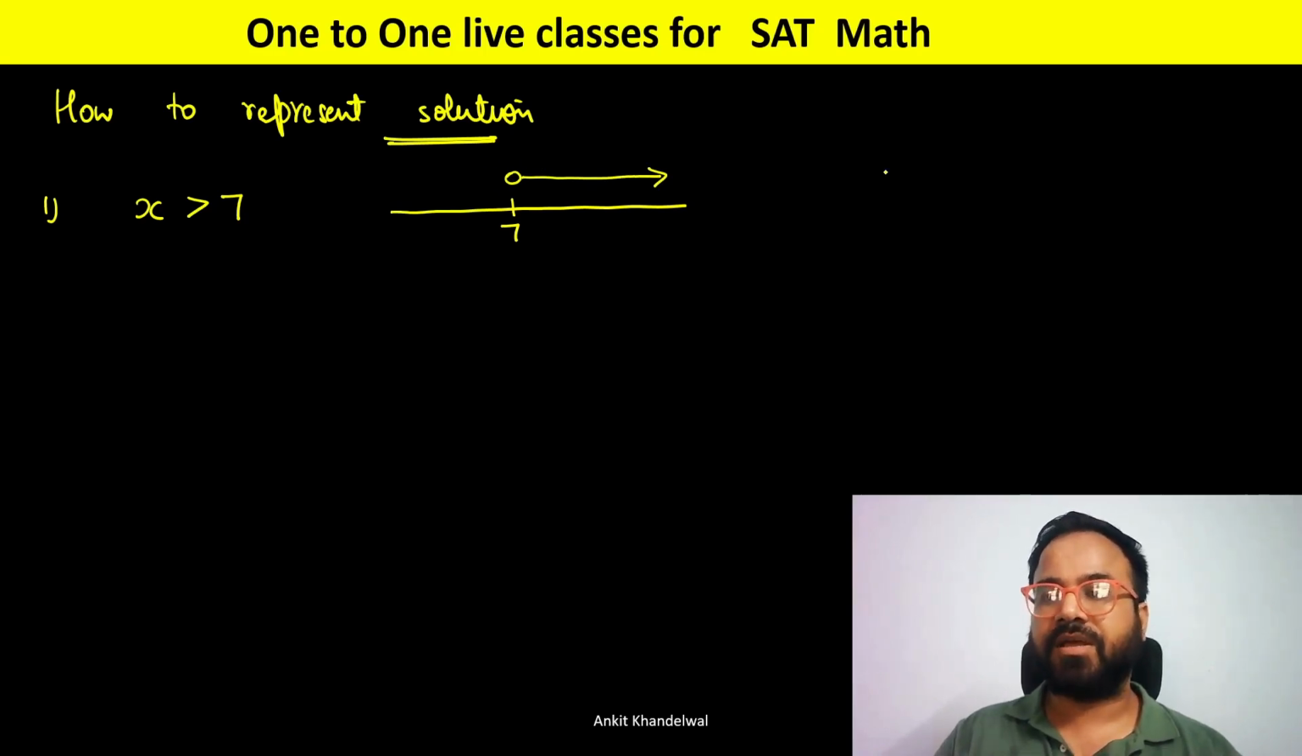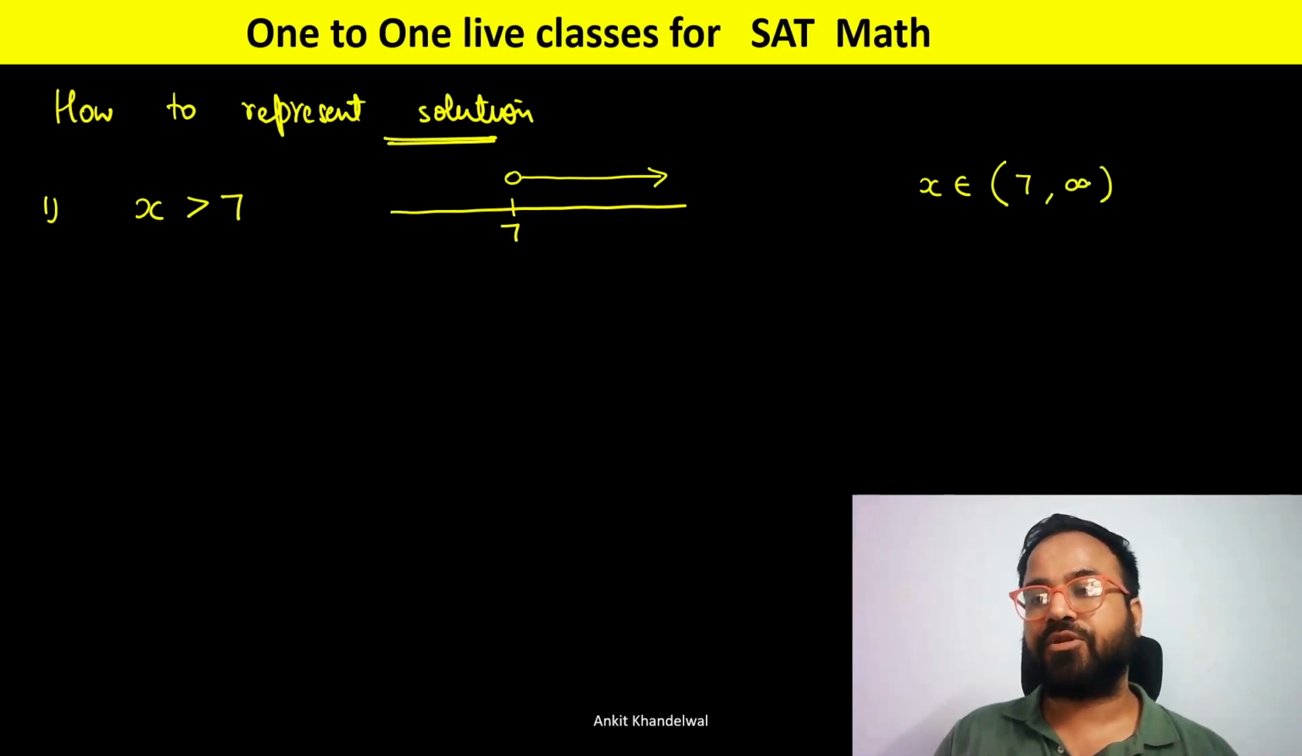And if I want to write the same in interval notation, we write like this: x belongs to, and we use the open bracket, 7 comma infinity. The first number indicates where the solution is starting, the second number indicates up to where it is going. Since it is on the right side of 7, there is no limit on the right side, that's why we put infinity here, and 7 is not included, that's why an open bracket over here. This is called the parenthesis, and on the infinity there will always be an open bracket.